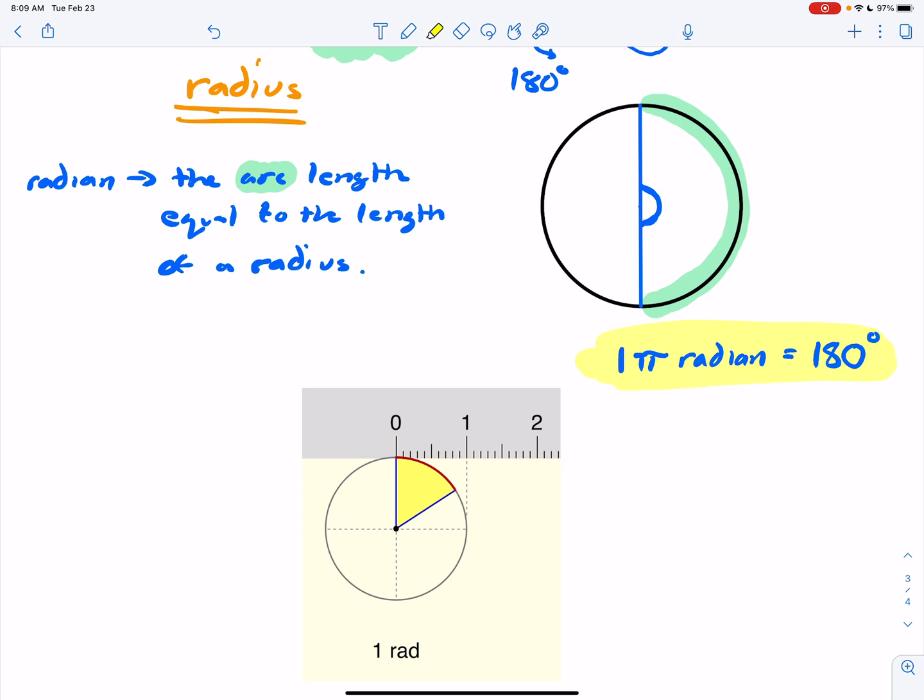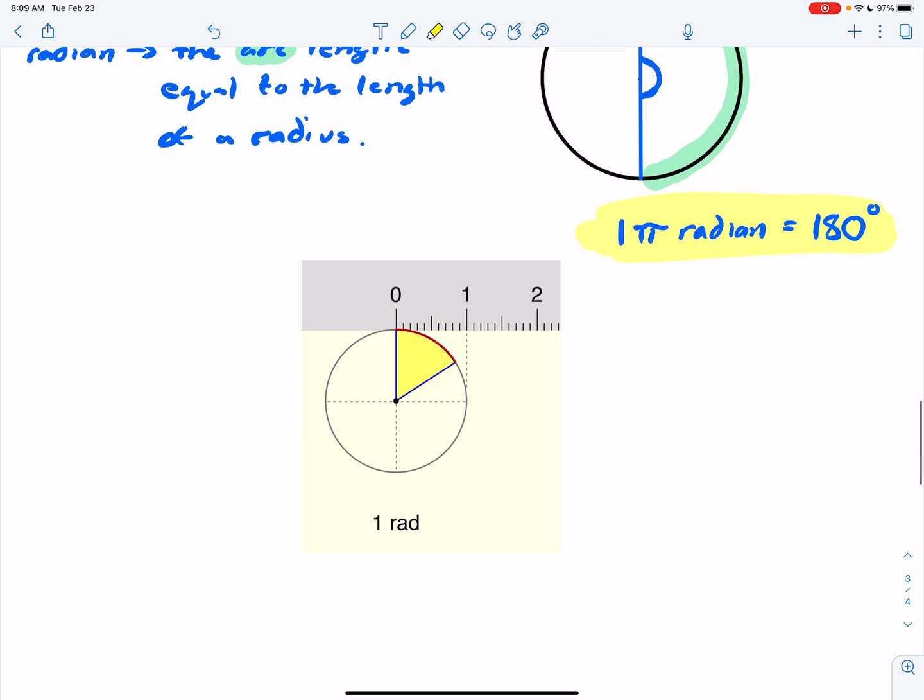So that's the logic behind it, okay? That if you were to open your angle up all the way to 180 degrees, it makes a semicircle, which requires that you travel about pi radians to get that semicircle, okay? So we know that 1 pi radian is the same thing as 180 degrees. So we're going to use that to convert, okay? So here we go.